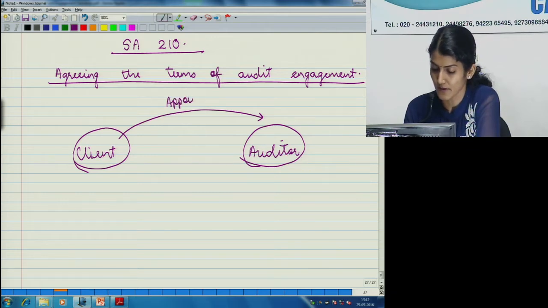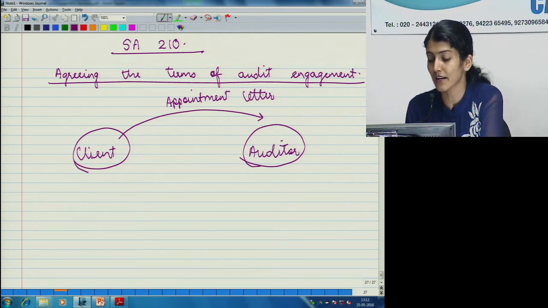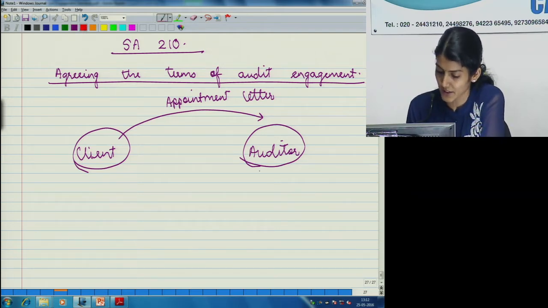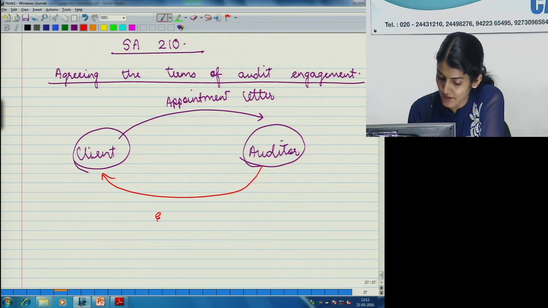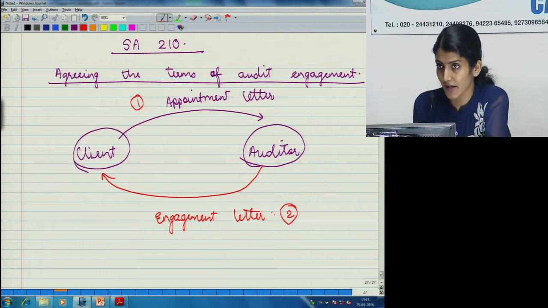appointment letter. What will the client send to the auditor? An appointment letter. And as an acceptance of the appointment, and putting across the terms and conditions of the engagement, the auditor will send to the client an engagement letter. So who sends the engagement letter? The auditor to the client, putting across the terms and conditions of the engagement.